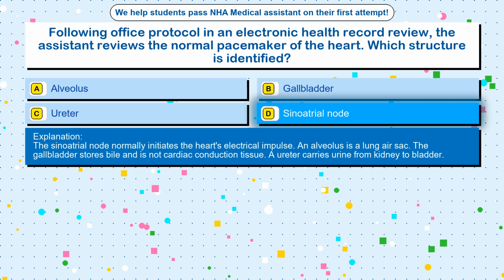An alveolus is a lung air sac. The gallbladder stores bile and is not cardiac conduction tissue. A ureter carries urine from kidney to bladder.